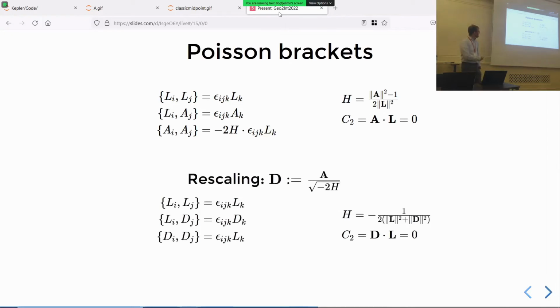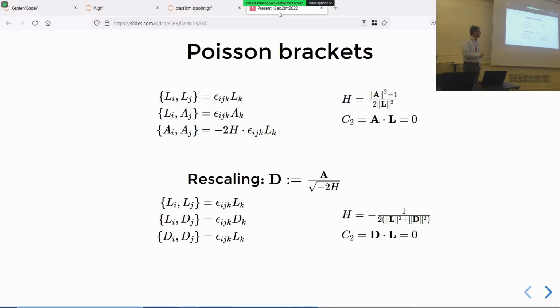But yeah, the H showing up here is a bit annoying. So there's a trick where you just rescale A, and you divide by the square root of minus 2h. If you are in the bound orbit, the Hamiltonian is going to be negative. As I said before, the norm of A is going to be the eccentricity, so that's less than 1 for bound orbits. So this is fine. I can divide by the square root of minus 2h, and then I get some new coordinates. These are written as D. I'm not entirely sure where this convention is from, but this is D.